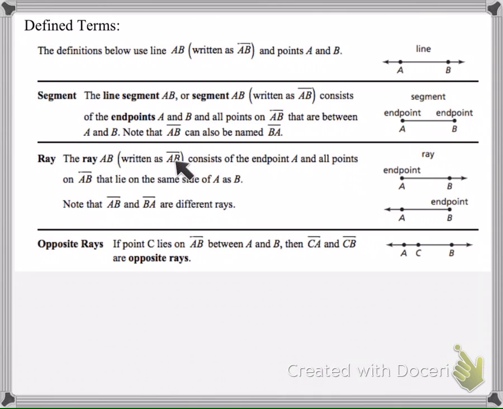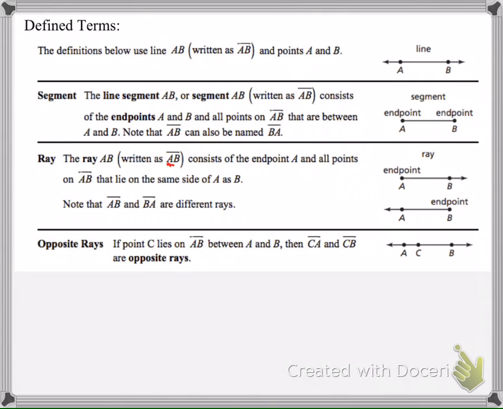And we always list the endpoint first. So this A right here would be the endpoint of that ray. It starts at A, goes in the direction of B.